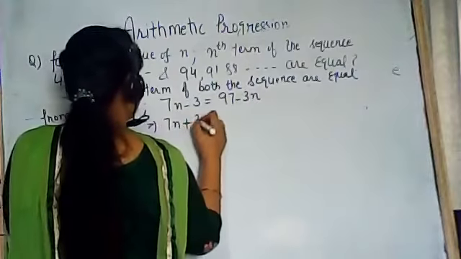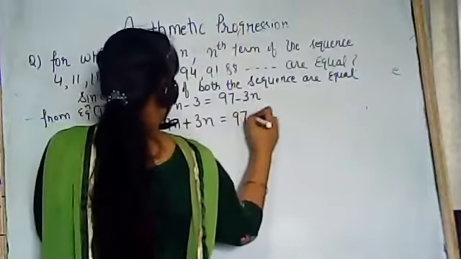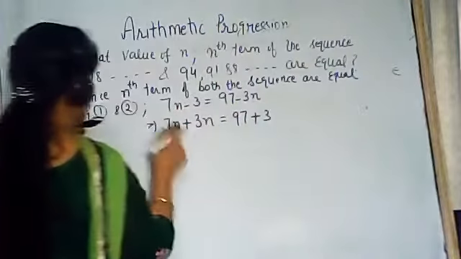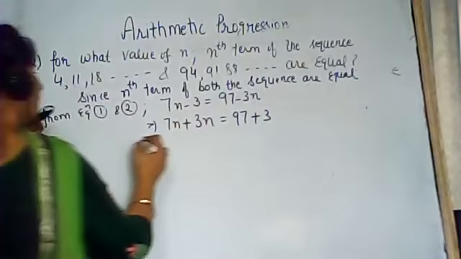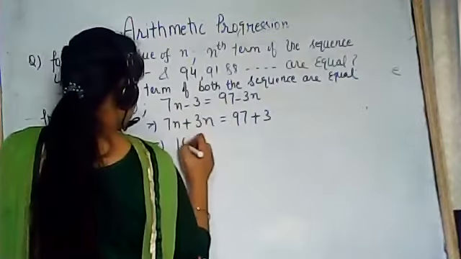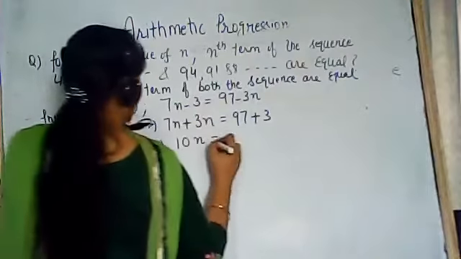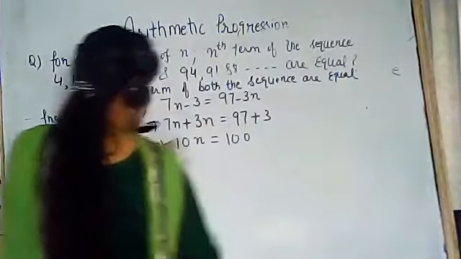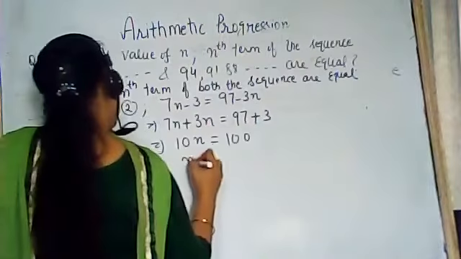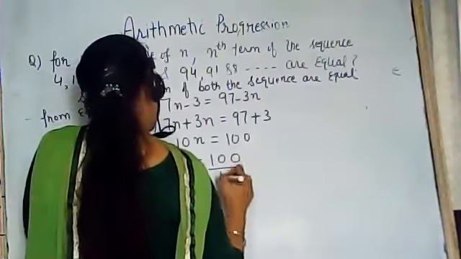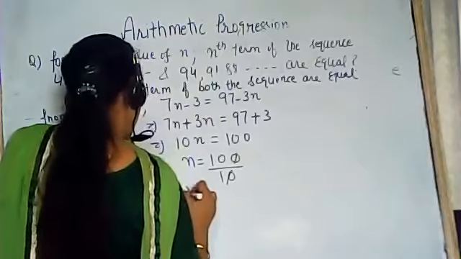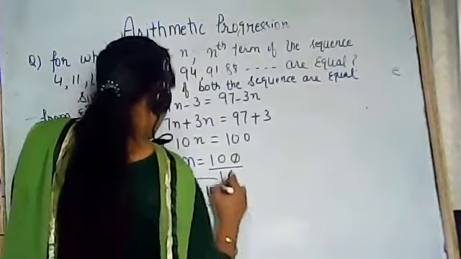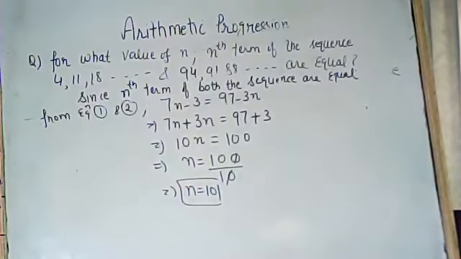Take constant terms on the right hand side and terms with variable n on the left hand side. So what shall we get? 7 plus 3, this is equal to 10n. And what is the right hand side? This is equal to 100. So what is the value of n? This is equal to 100 by 10. It means the value of n is equal to 10.